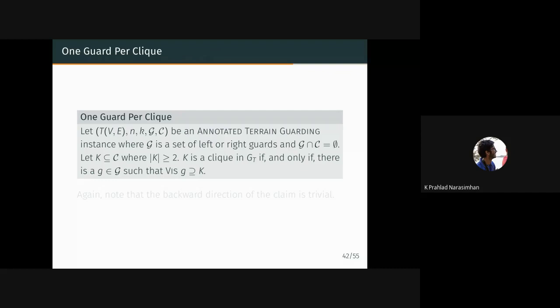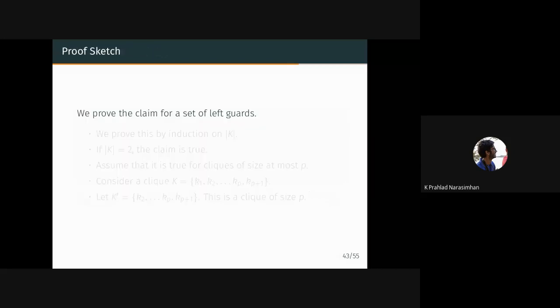This is the easier part of the thing. What it says is that there exists a clique in GT if and only if there exists a guard in the terrain which sees all of K. Again, as before, note that the backward direction is fairly trivial. Because if there exists a guard which sees all of K, then clearly K is a clique in GT. So we only prove this for a set of left guards again. We claim that the proof of the other part is fairly trivial.